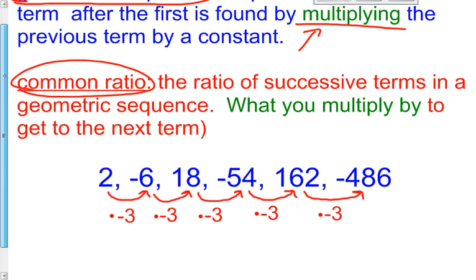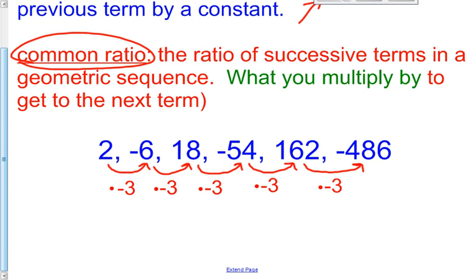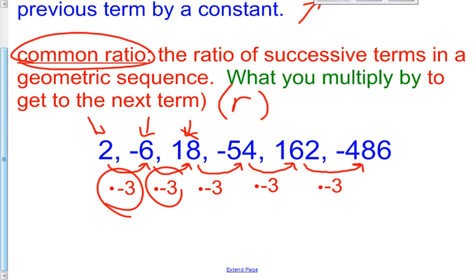So what is our common ratio, which is oftentimes abbreviated just the letter R? Our R is -3. To go from 2 to -6 to 18 to -54, you have to multiply by -3 each and every time. So once again, these are terms right here. -54 is the fourth term. -486 is the sixth term. Those are values. And then our common ratio is -3. It's the number that you multiply by each and every time to get to the next term in the sequence.